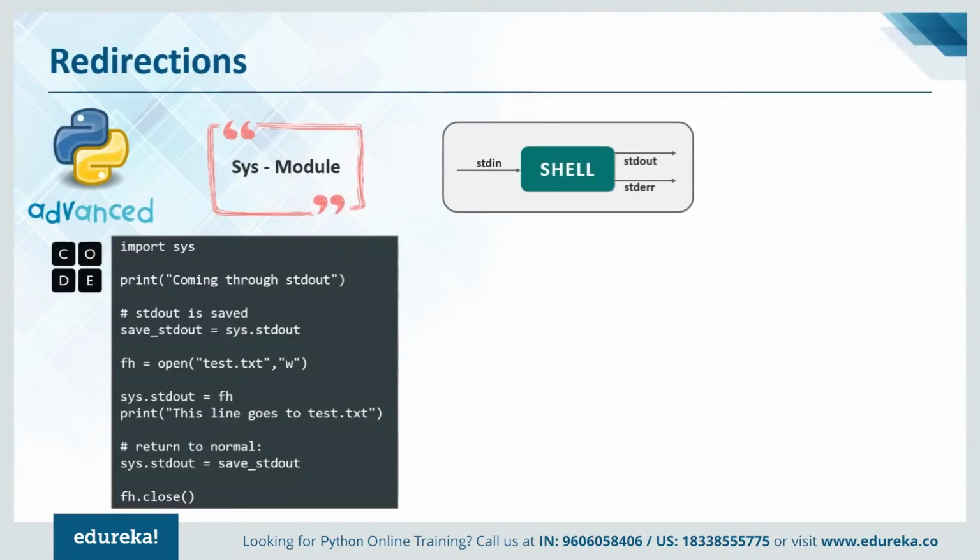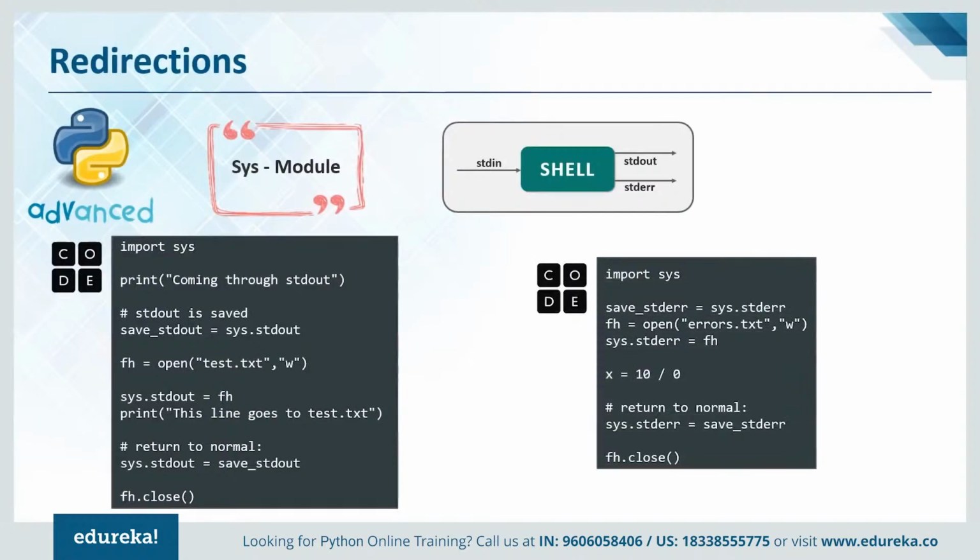After this, we open a file called test.txt for writing. After the statement sys.std_out equal to fh, all of the print statements will directly print into this particular file. What's the file? Test.txt. The original condition is restored with sys.std_out equal to save_std_out. So guys, your fh is actually the file handle. Pretty simple, right?